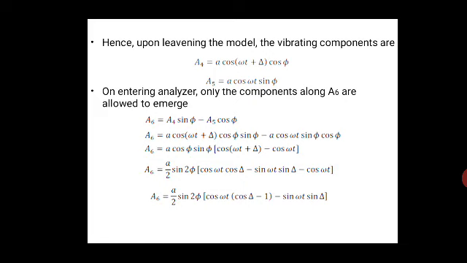Now rearrange this equation so that it will be in terms of omega t and delta. That is, A6 is equal to A cos omega t plus delta into cos phi sin phi minus A cos omega t sin phi cos phi. Or we can even write it as A6 is equal to A by 2 sin 2 phi into cos omega t into cos delta minus 1 minus sin omega t sin delta.